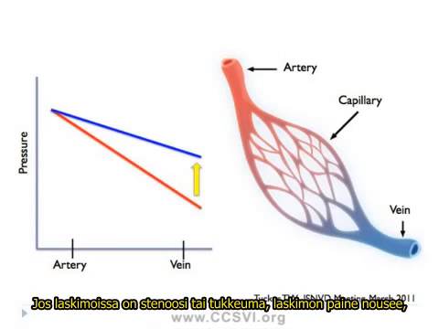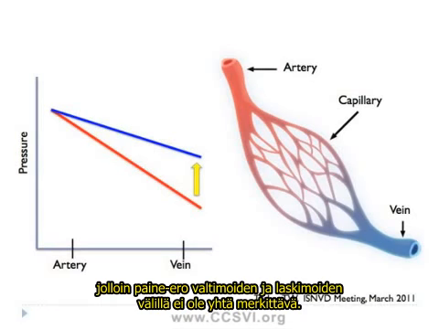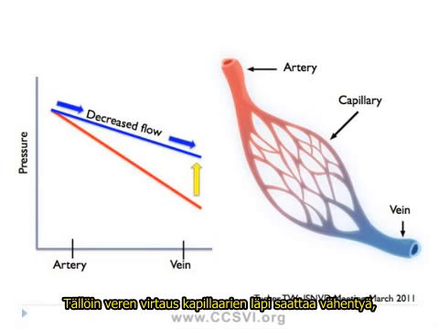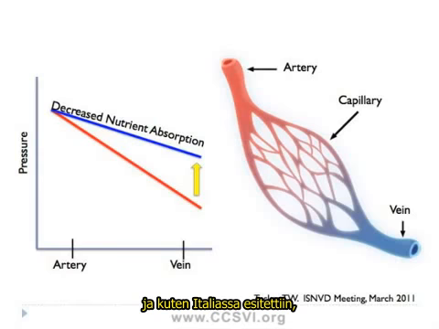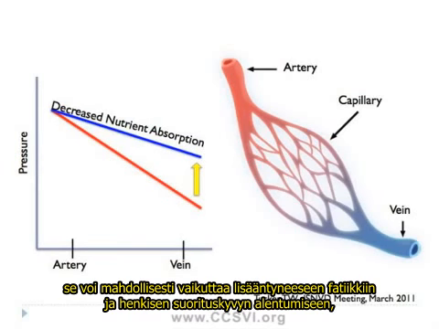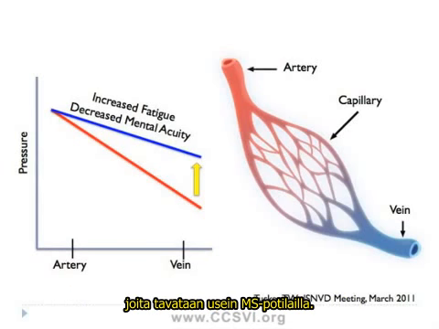If you have a stenosis of some sort or blockage in the vein, it's going to increase the pressure in the vein. So now the difference between the pressure in the artery and the pressure in the vein becomes not as pronounced. So you might have some decreased flow through those capillaries. That could lead to decreased nutrient absorption, and as was presented in Italy, that could potentially be contributing to increased fatigue or decreased mental acuity, which is often seen in MS patients.